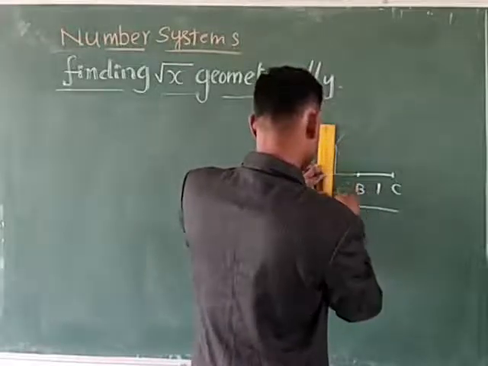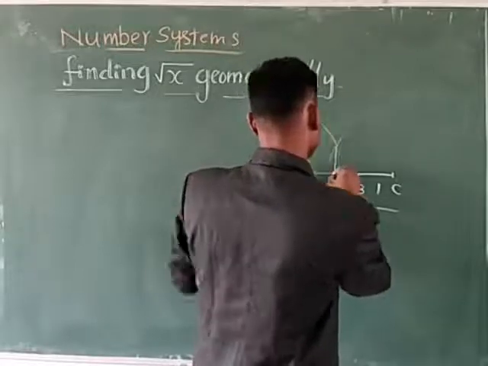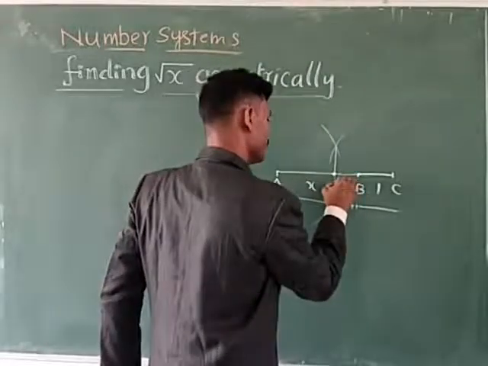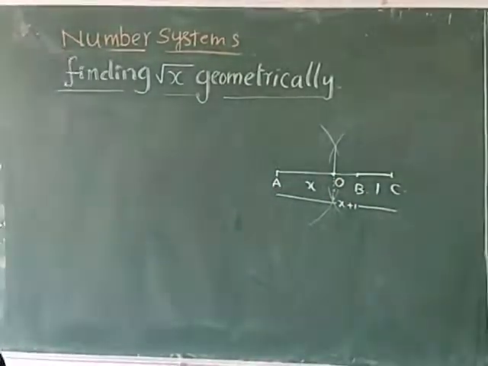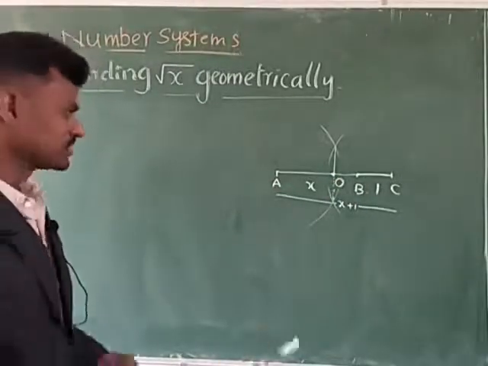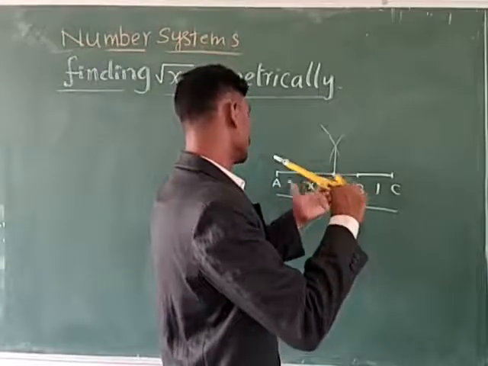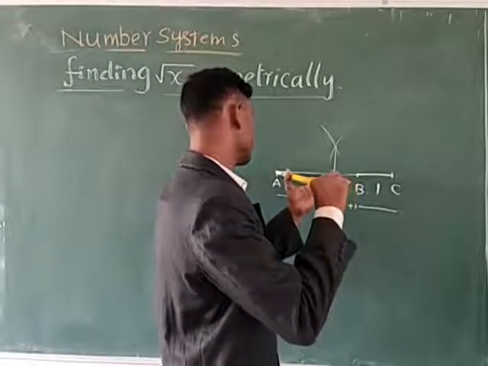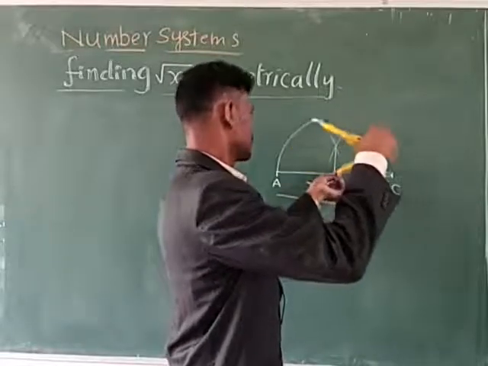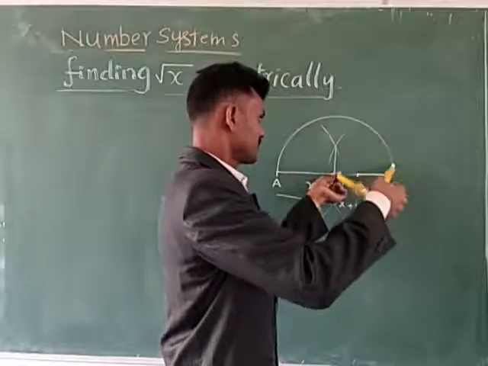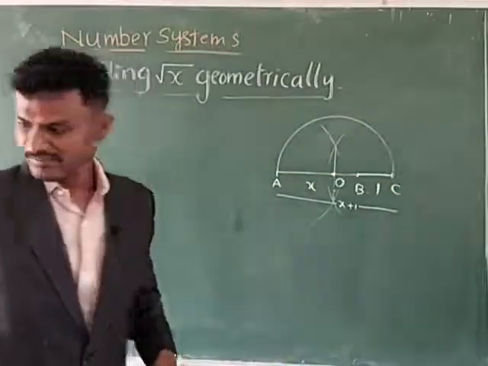See here, this is a point O, this is the origin point O. Now you have to draw the semicircle with radius OB. See here, this is the radius. Now you have to draw one semicircle. Okay, this is a semicircle.